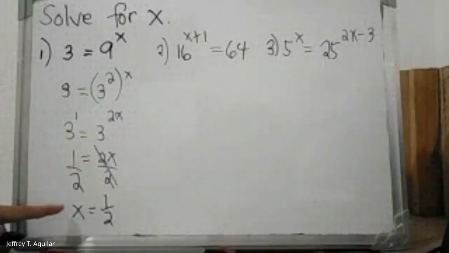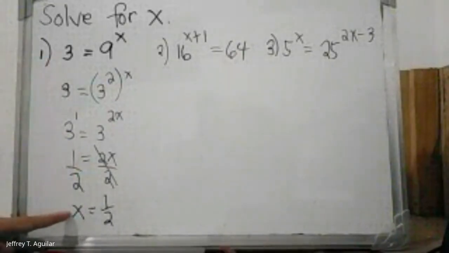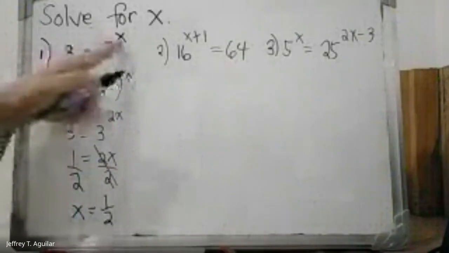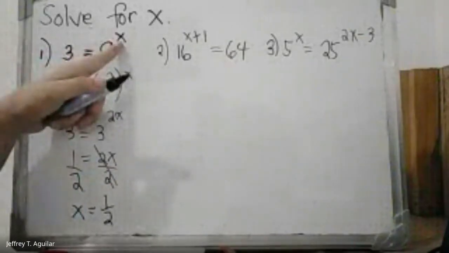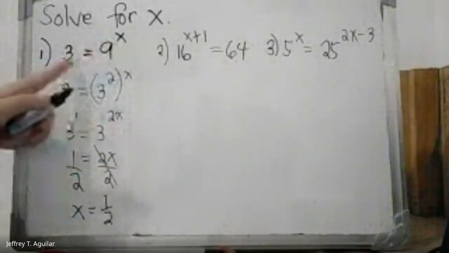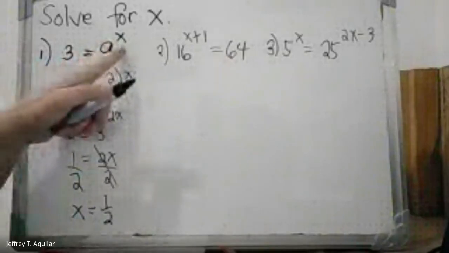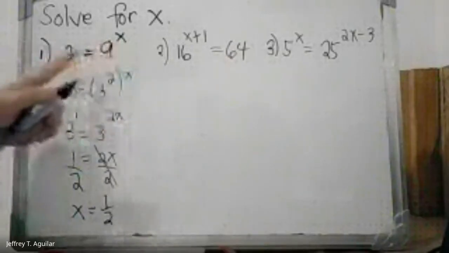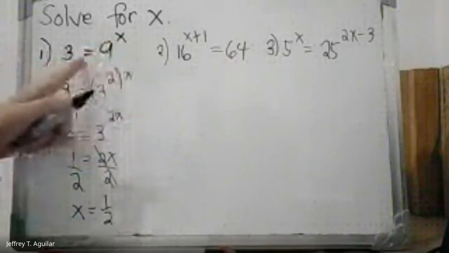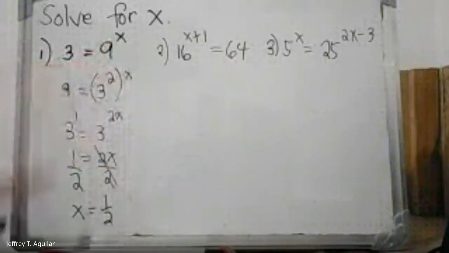Now, if you try to check if this is really correct, you can actually substitute 1/2 for x from the original problem. In that case, if you have 3 equals 9 to the 1/2, I am sure that 9 to the 1/2 is equal to 3, which is equal to 3, the left side. So this is really correct. This is now our answer.